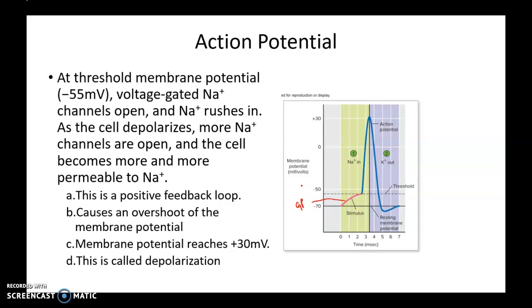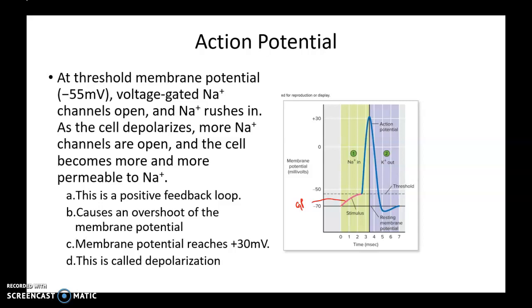Okay, now what happens at threshold? At threshold, which is -55, voltage gated sodium channels open up and sodium rushes inside the cell. More sodium comes in, more depolarization. And that causes an action potential. When the inside of the neuron is depolarized enough, then at the axon hillock, a wave of action potential is initiated, right?